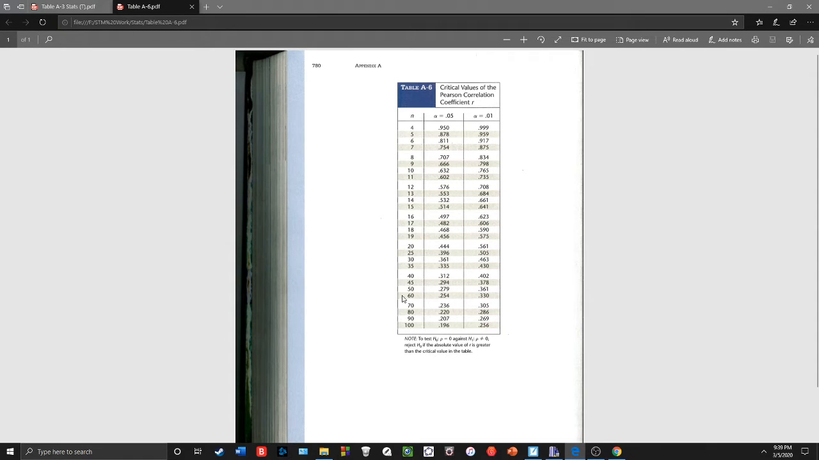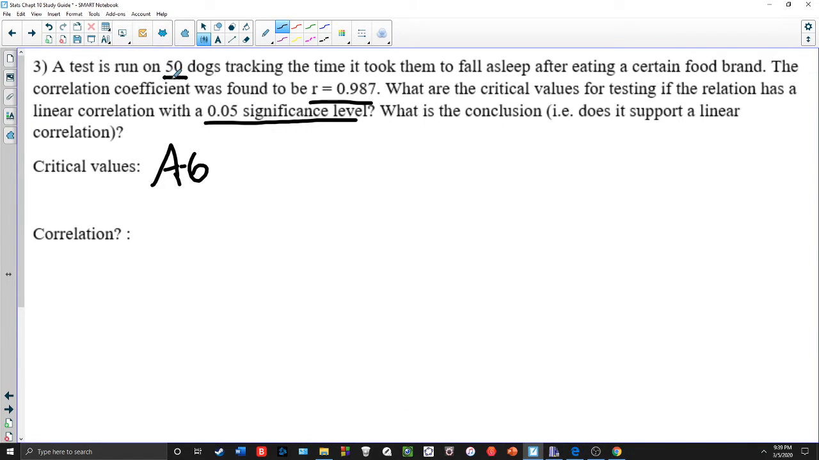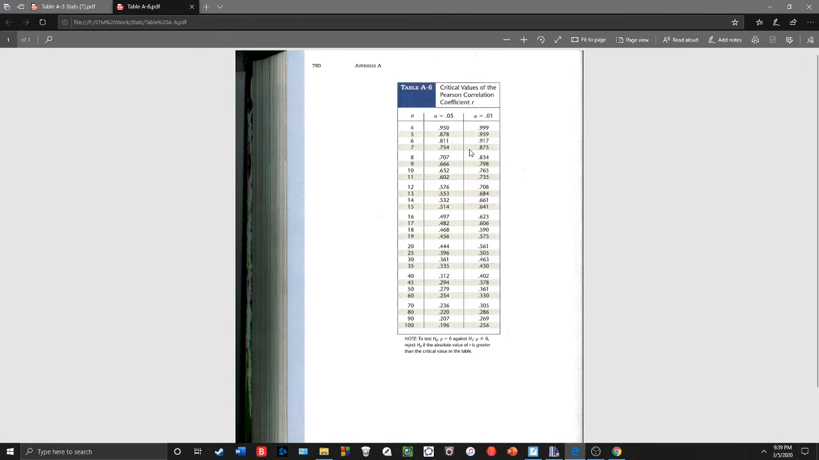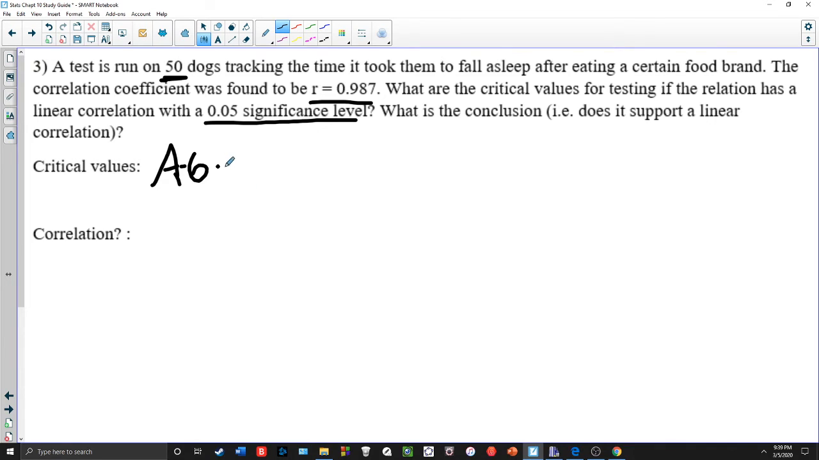On the left-hand side, we have our N, which they said was 50 dogs, if I remember correctly. Right, 50 dogs. So we're going to look for N is 50 right there. And it says we're using a 0.05 significance, so we're using the first column. So my critical value is going to be 0.279. So let's write that down in there. So this is going to be 0.279.